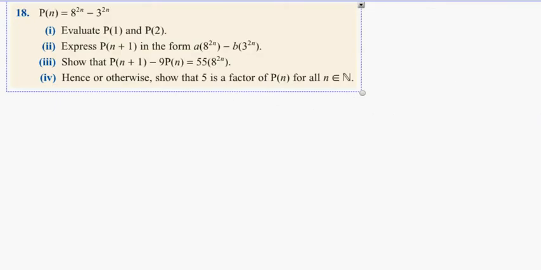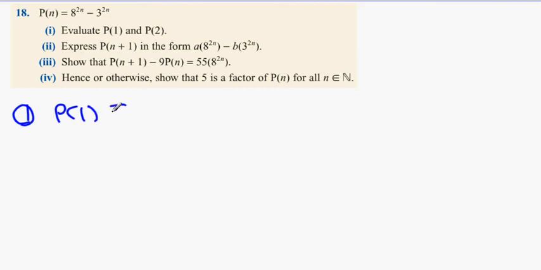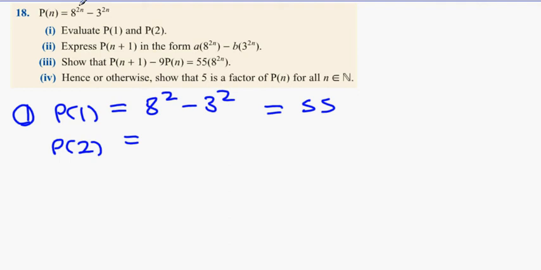so the next one here is P of n equals 8 to the 2n minus 3 to the 2n. Question 1 is asking you to evaluate P1 and P2. Well, P1 is going to be 8 squared minus 3 squared, which ends up to be 55. P2 is going to be replace n with 2, and it's going to be 8 to the 4 minus 3 to the 4, which equals 4015.